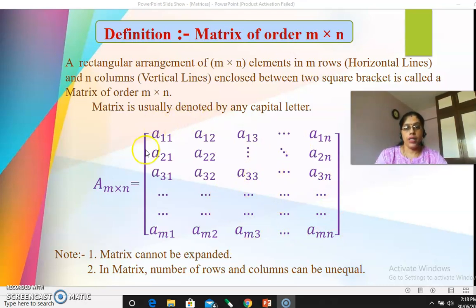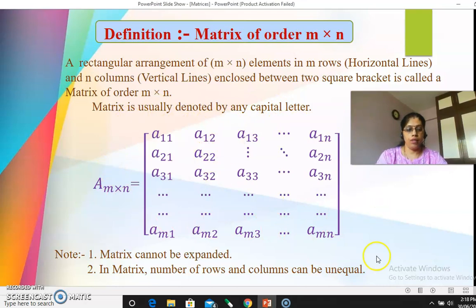Okay, so in all the examples of matrices, your answer will finally be a matrix only. Next, the second point you have to remember is that in a matrix, the number of rows and columns can be unequal. They may be equal, but they can be unequal also. Okay, so I hope the matrix definition is clear to all of you.